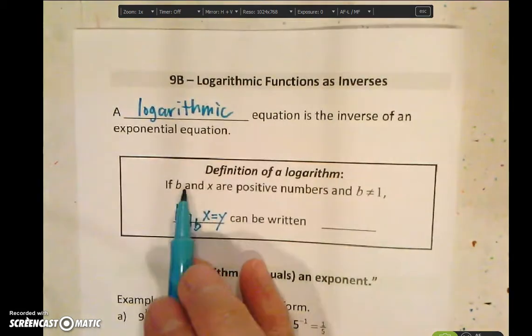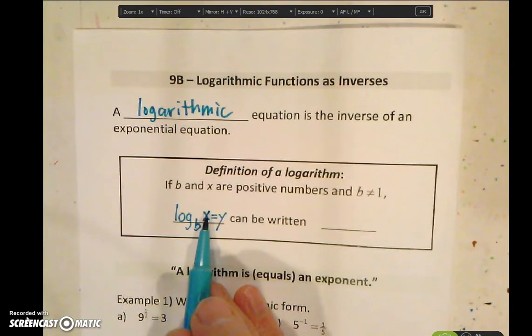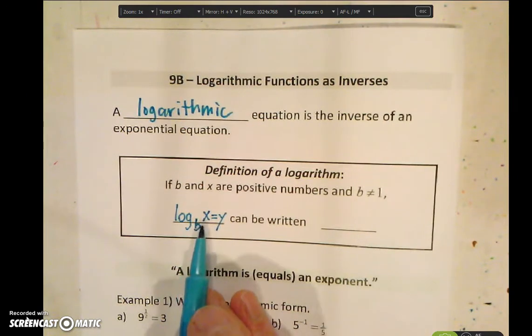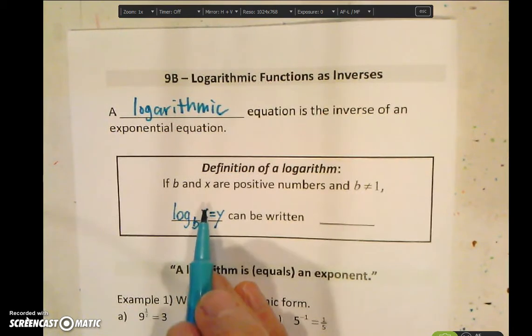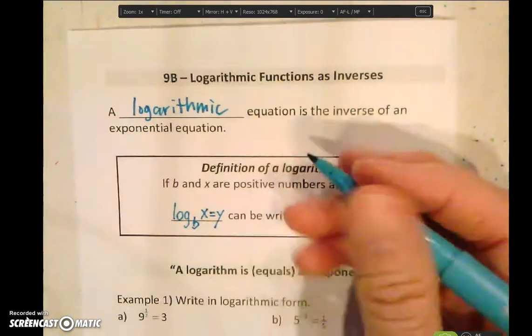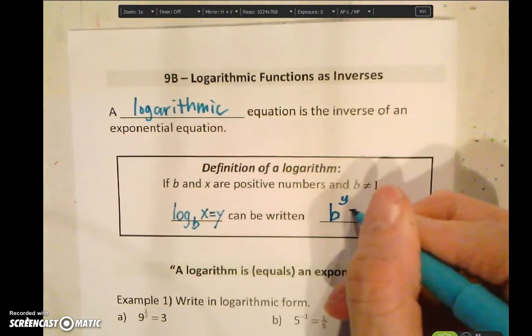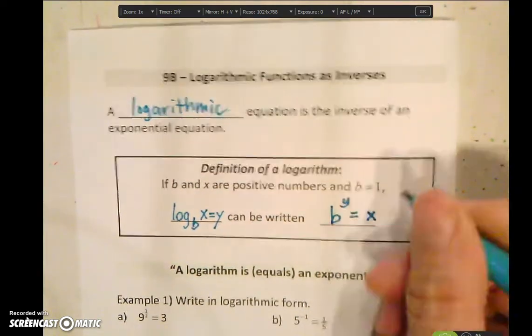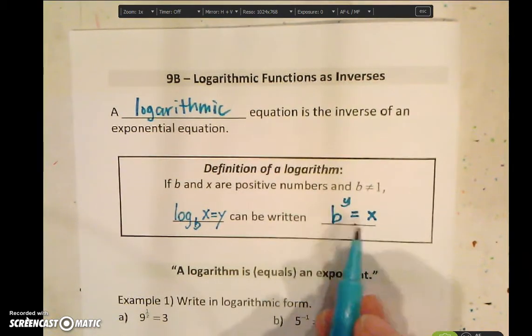So here, b, the base, is going to be positive, and x is also positive, and b cannot be equal to 1. So if I have log base b of x equal to y, it can be rewritten as b raised to the y power is equal to x. And we're going to do this a whole lot. So b raised to the y power is x.